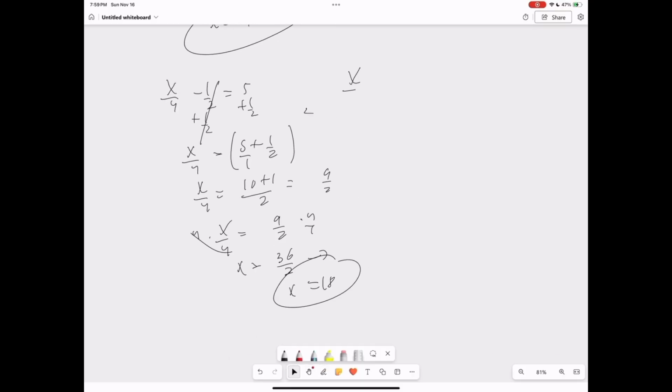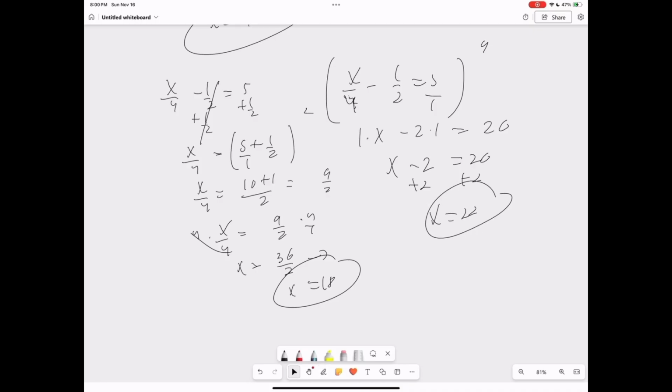Let's try something else. So if we do x over 4 minus 1/2 equals 5, let's just try multiplying everything by 4, because remember, with subtracting fractions you have to have a common denominator. So the common denominator is 4, and the trick is you get 4 on top and you divide by all the denominators. 4 divided by 4 is 1, so it's 1 times x minus 2 times 1 equals 20. So you get x minus 2 equals 20, so x equals 22. Yeah, that works too.